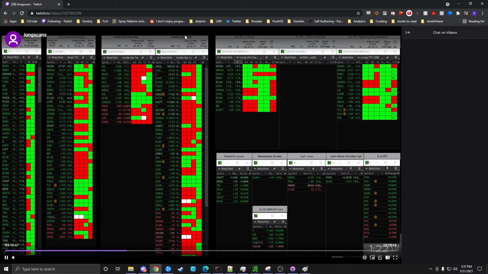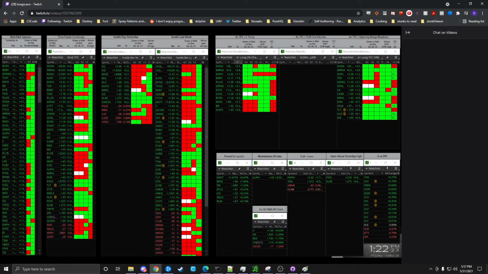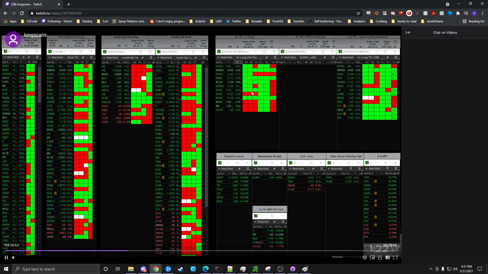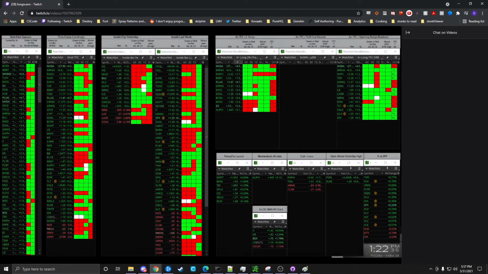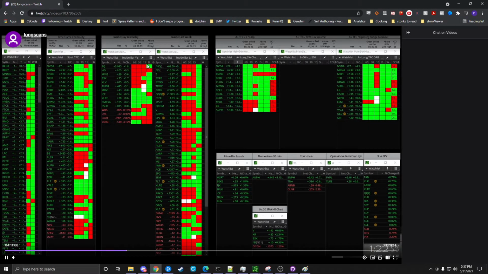And again, inside last week, you can probably guess what it is. Was it inside last week? Yep. Now, very conveniently, you can see an above previous high. So that means the close is above the high. So if you wanted to practice trading inside bars, you could just look at this watch list.